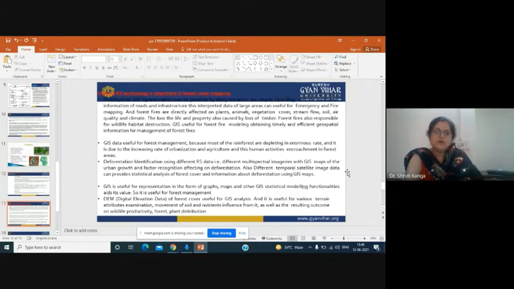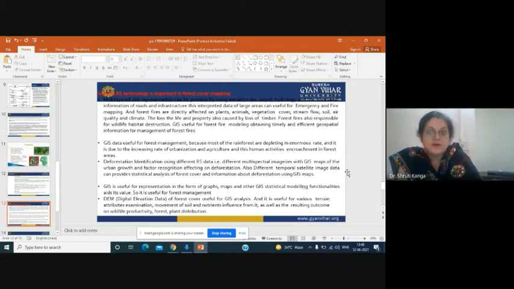Then GIS and remote sensing technology are very important in forest cover mapping. As we have already discussed, multi-layered site representation is possible using hydrology and information on roads and infrastructure in the interpreted data. So we can go for emergency and fire mapping.